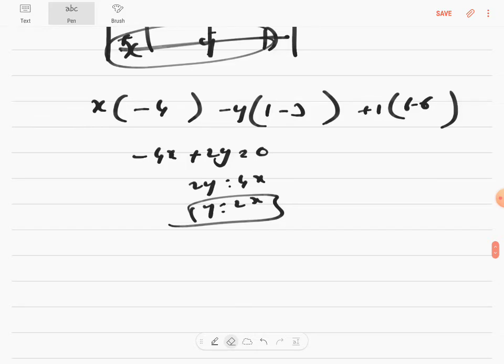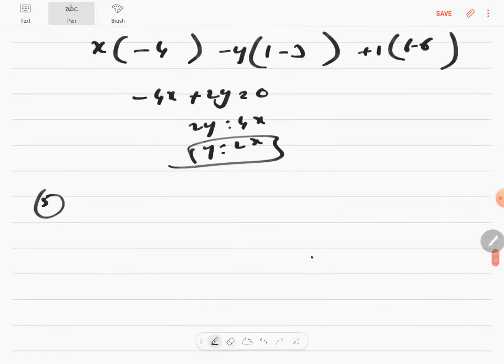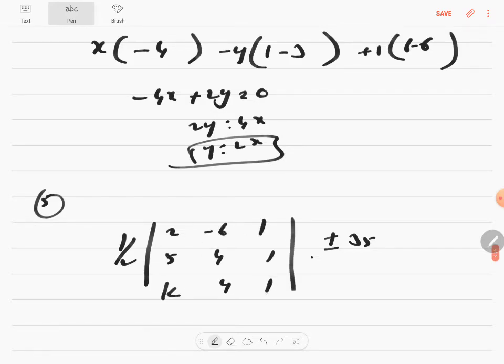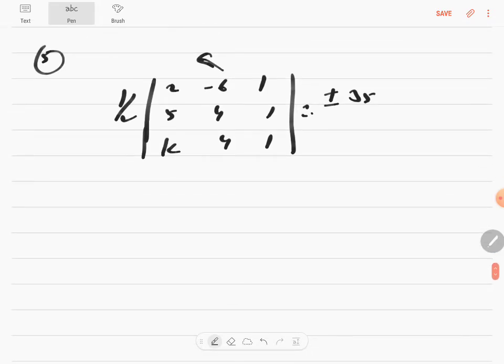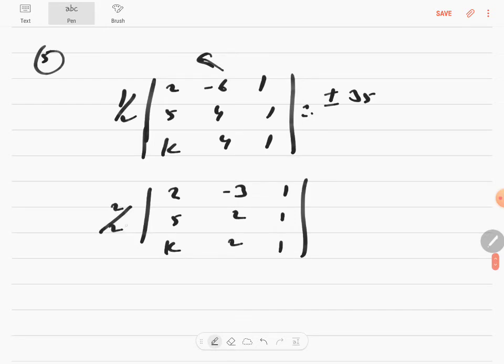You can try the next sum. So let's go to the fifth question. The area of the triangle is 35, which means you just write it as plus or minus 35, and half of the determinant with rows 2, minus 6, 1; 5, 4, 1; and k, 4, 1. And we are so used to determinants by doing properties, so it kills me if I don't use the properties. Take the 2 out: 2, 5, k; minus 3, 2, 2; 1, 1, 1. After taking the 2 out, the 2 and 2 cancel off. So it still remains plus or minus 35.